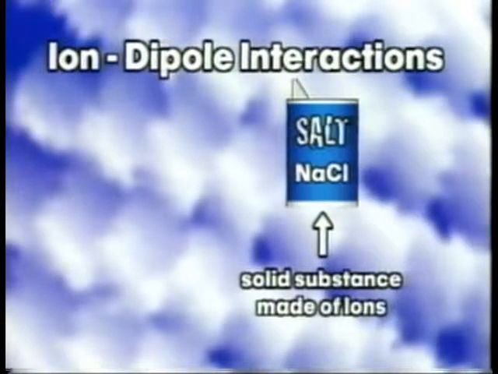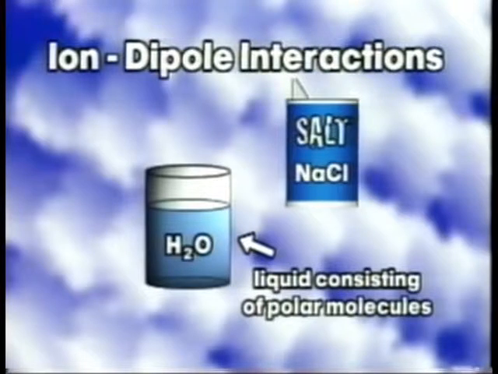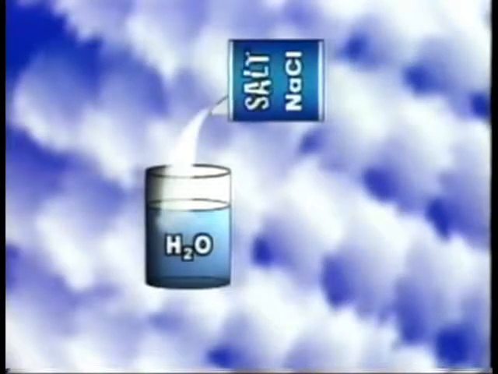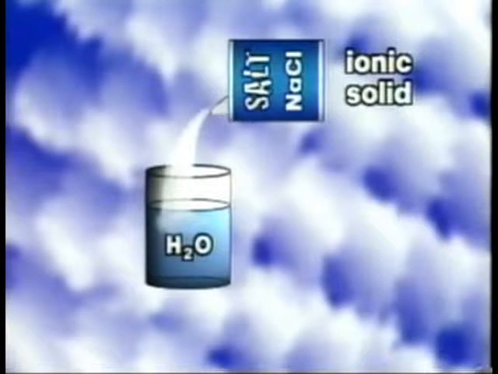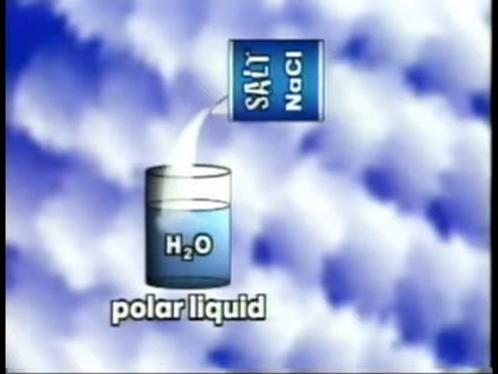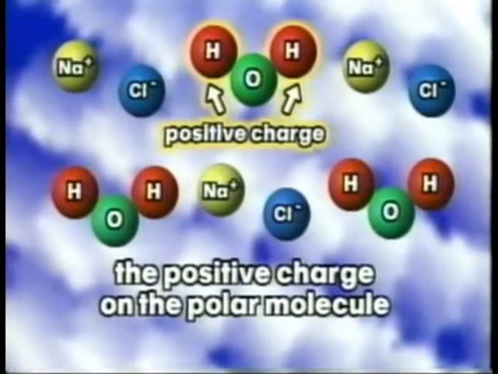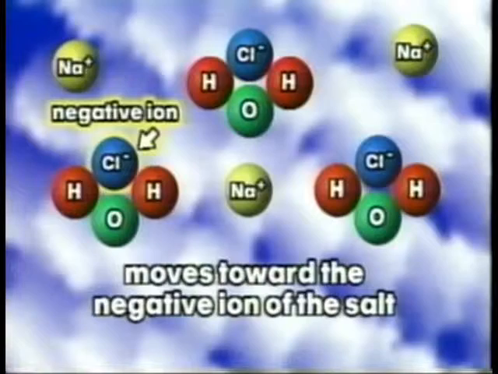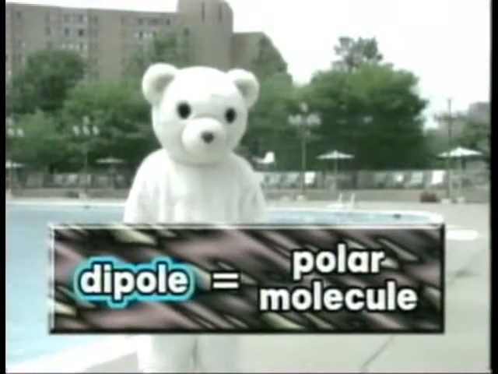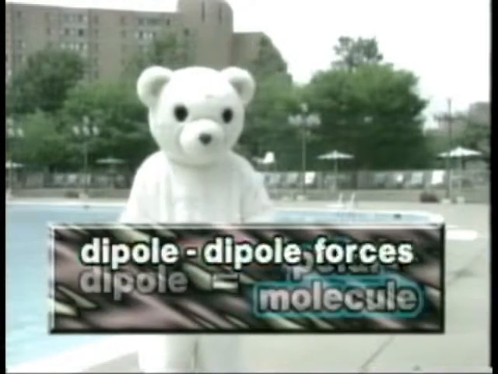Ion-dipole interactions exist when a solid substance made of ions is dissolved in a liquid consisting of polar molecules. For example, when sodium chloride, an ionic solid, is dissolved in water, a polar liquid, the solid salt crystals break up and form the ions, Na+ and Cl-. The positive charge on the polar molecule moves towards the negative ion of the salt and vice versa. The term dipole is just another word for polar molecule.